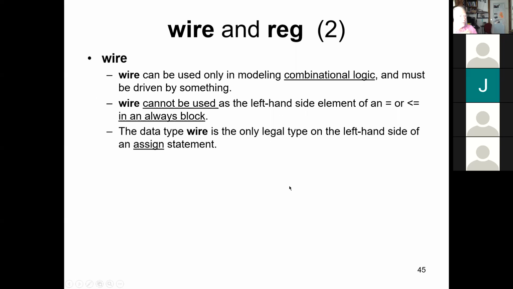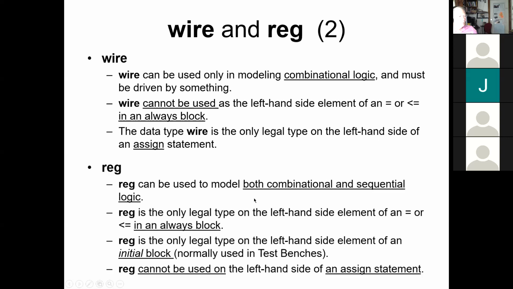So that's using it in this bastardized use where it results in something that it doesn't appear to be, which drives me crazy. I've certainly done it, but I just encourage you to do it with fear and trepidation, because if you make a mistake, then it can't assign it as combinational logic. It has to make it sequential, and that can screw things up. Okay, the data type wire is the only legal type on the left-hand side of an assignment statement outside of the always block.